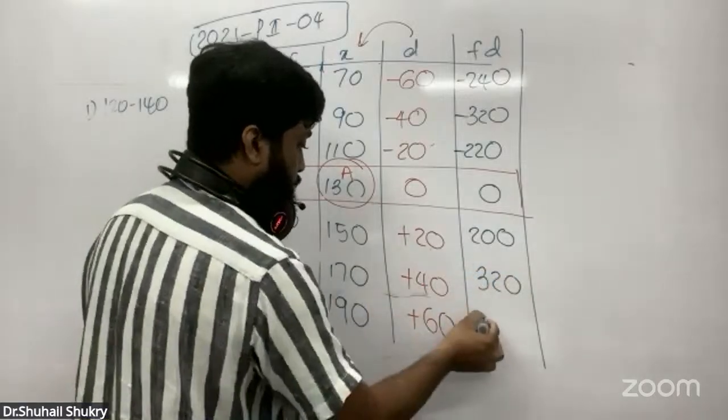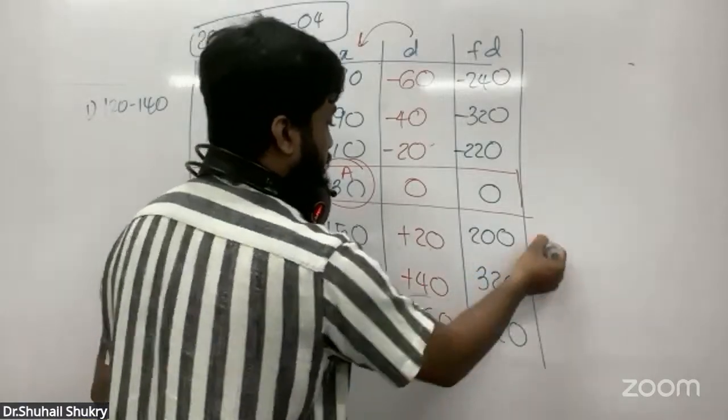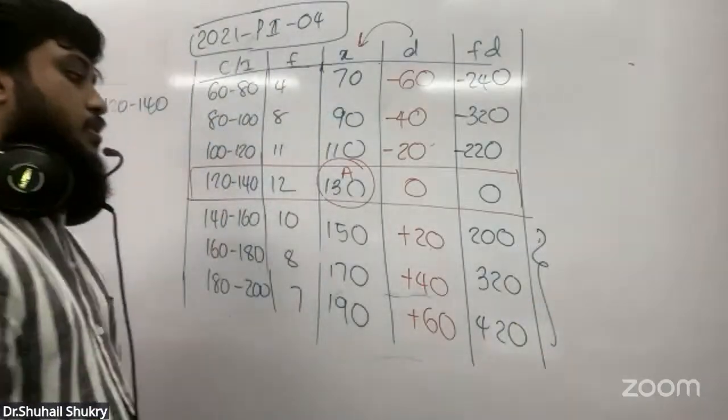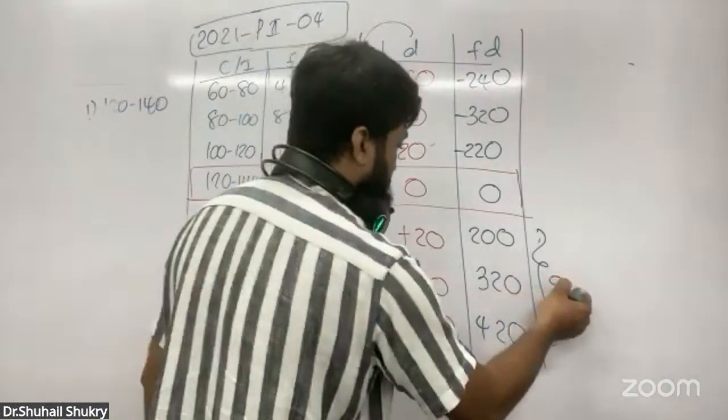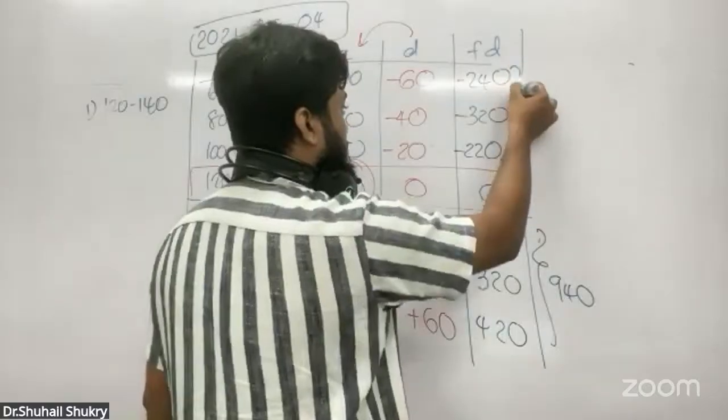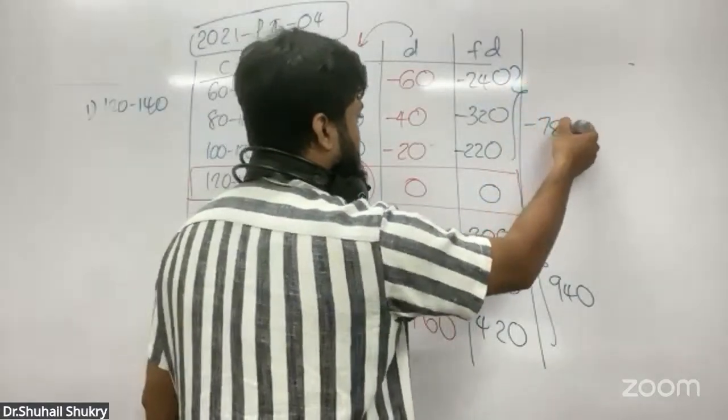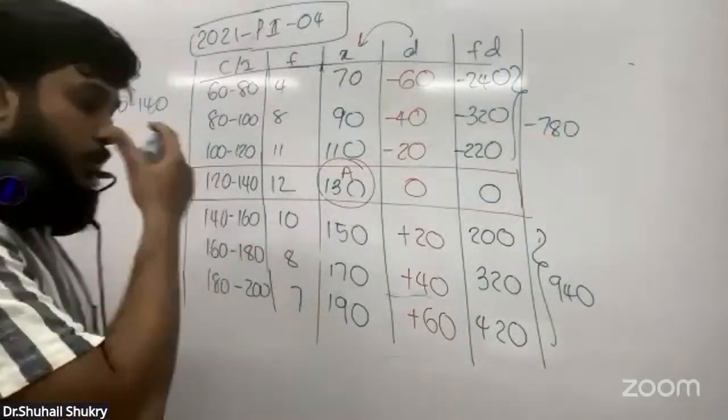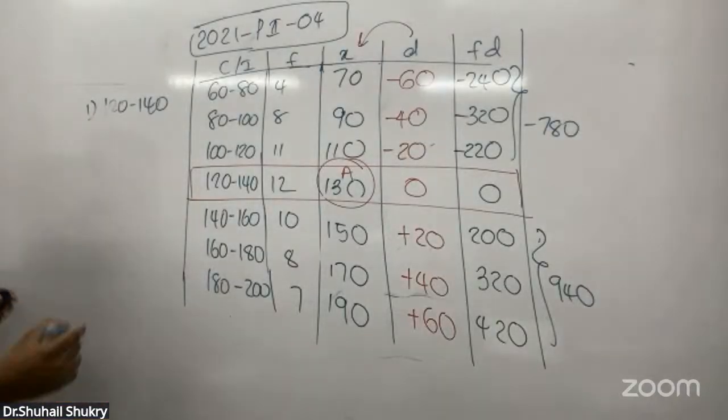320, 420. So add all the plus numbers together, and you get 940 here. Add all the minus numbers together, and you get minus 780. Right?